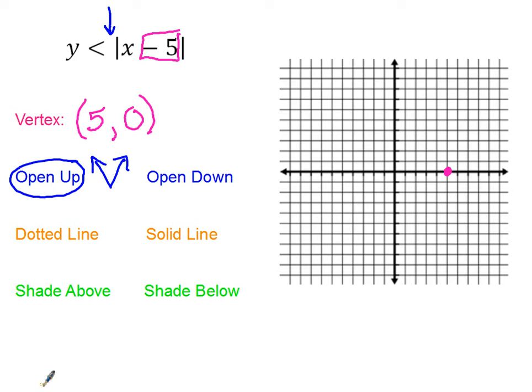Next, determine if the line that you graph is going to be dotted or solid. Our quantity has to be less than our absolute value portion. It cannot be equal, so we're going to use a dotted line to show that. And I'm going to sketch that in.